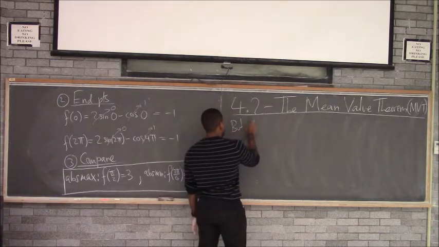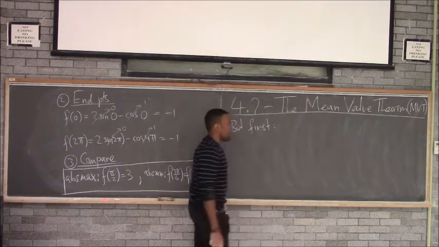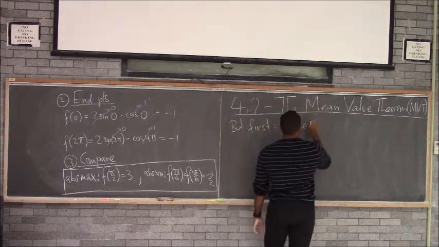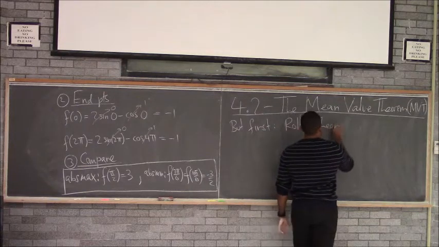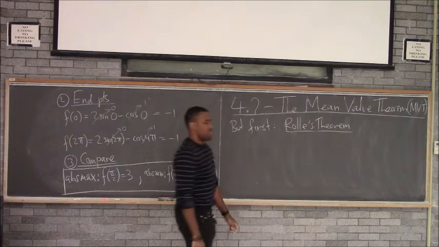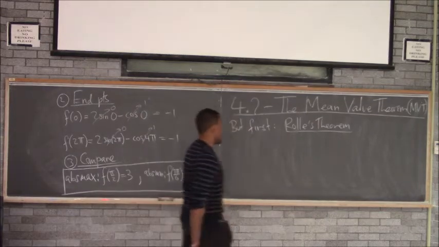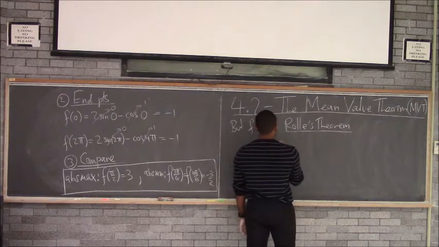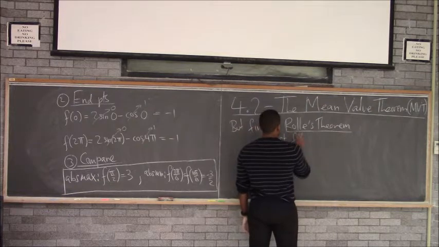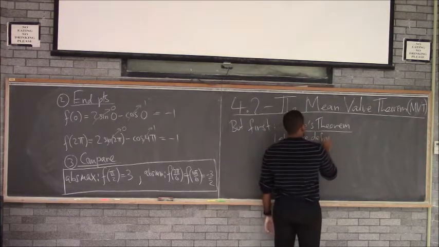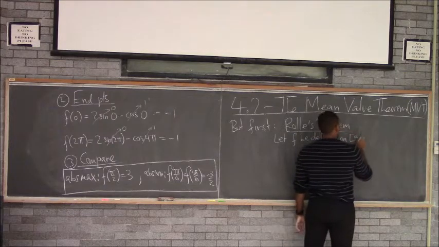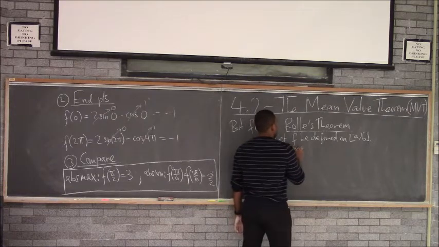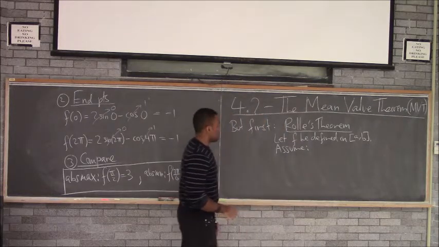But first, we're going to talk about the mean value theorem's little brother. It's called Rolle's theorem. It's kind of the mean value theorem in a very special case. Let me tell you what Rolle's theorem says. Let f be defined on an interval [a, b] and assume the following conditions hold.